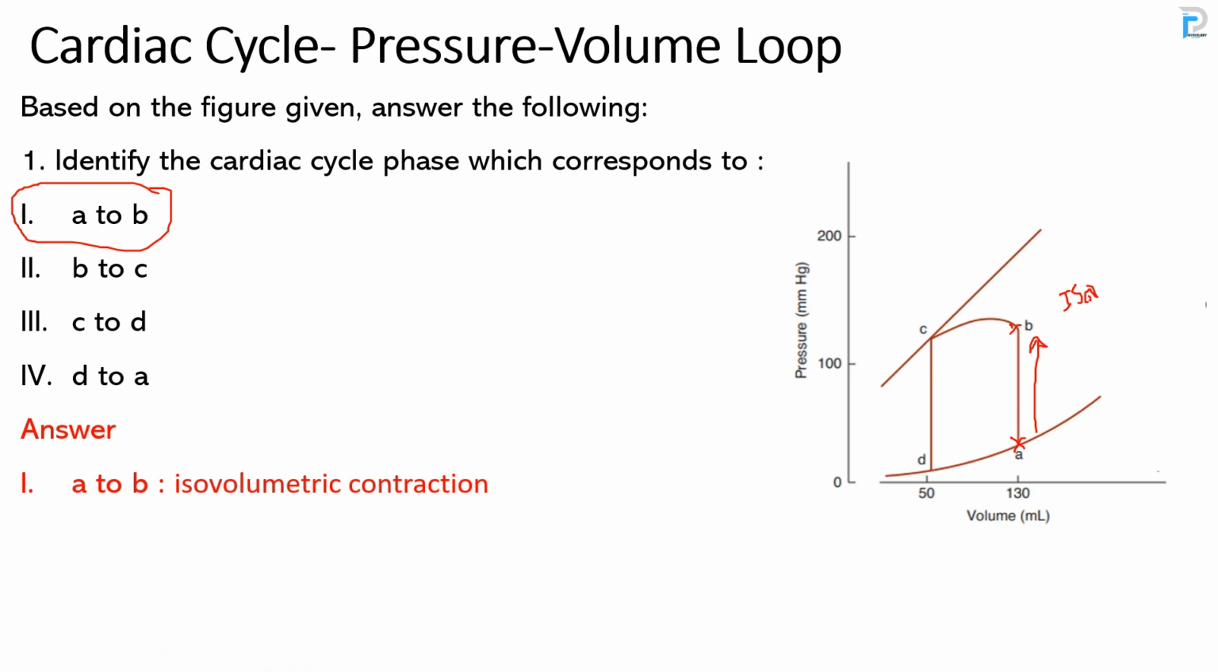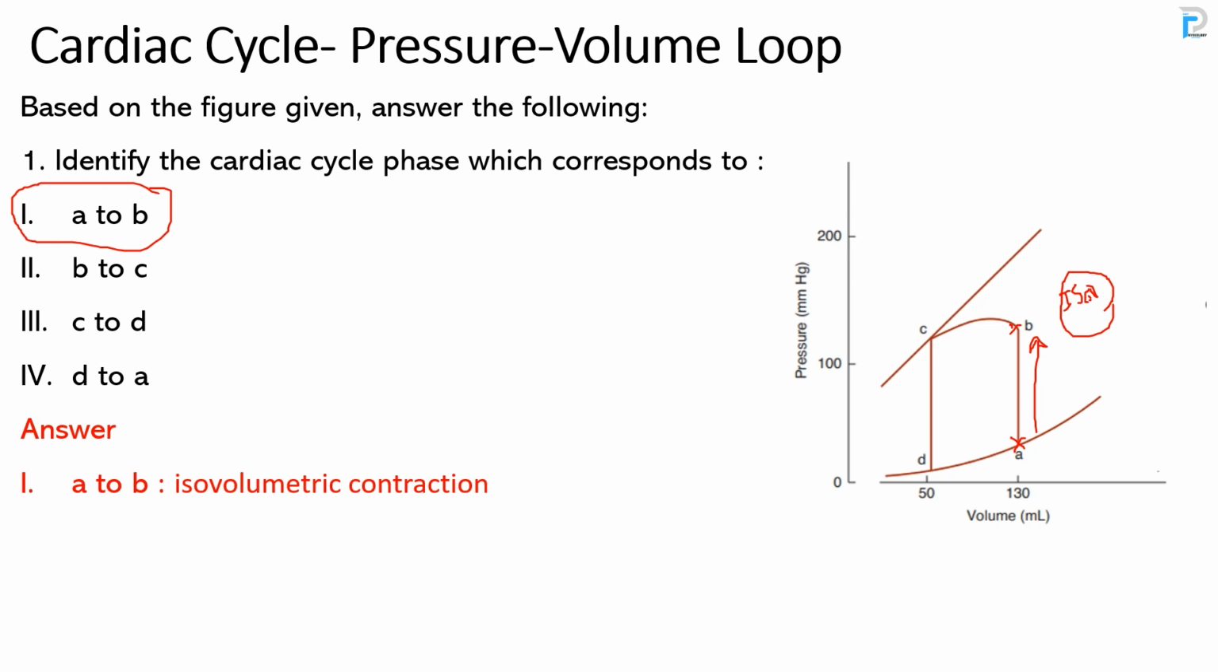So A to B refers to isovolumetric ventricular contraction, where there is no change in ventricular volume, but there is an increase in the ventricular pressure. This phase, despite being very short in duration in the cardiac cycle, is a very significant and important phase, because the increase in the pressure during that phase will be the reason to open the aortic valve, and ejection later starts. So this is our first question.